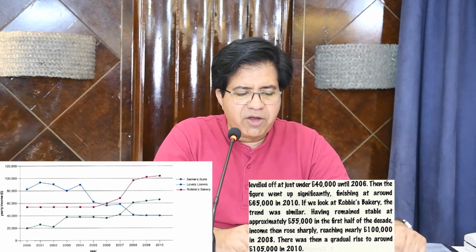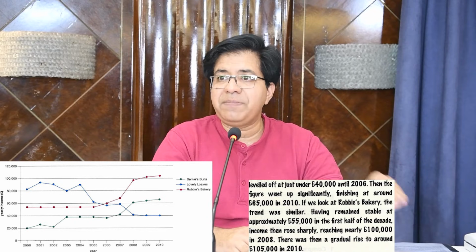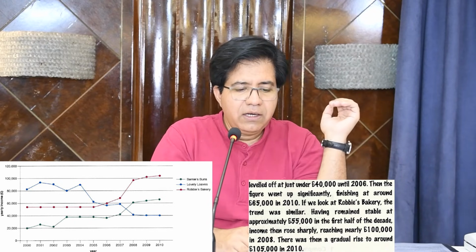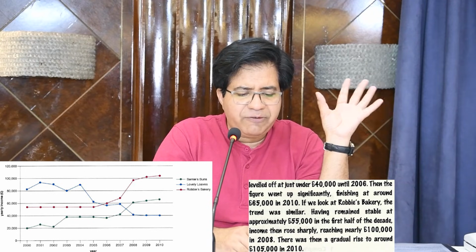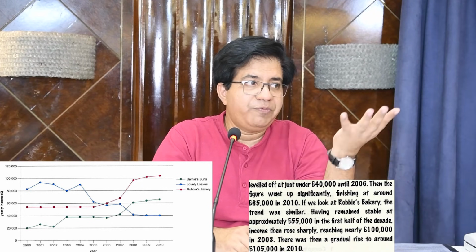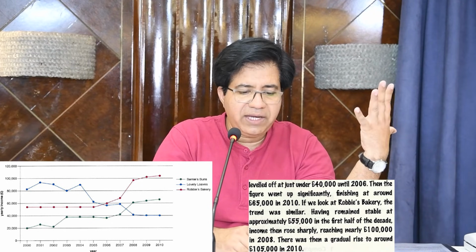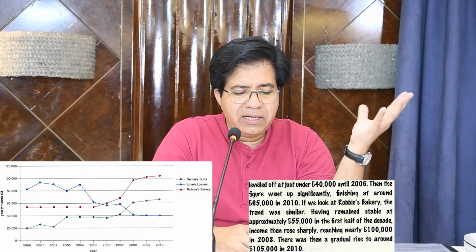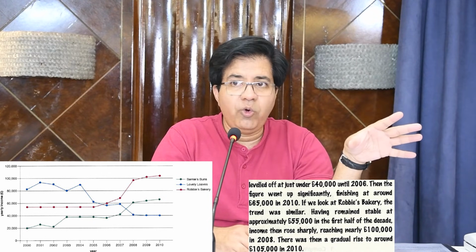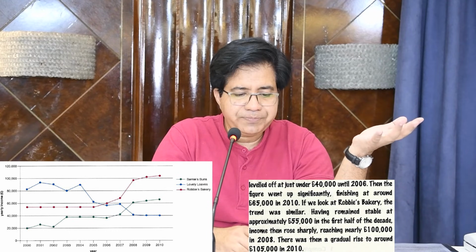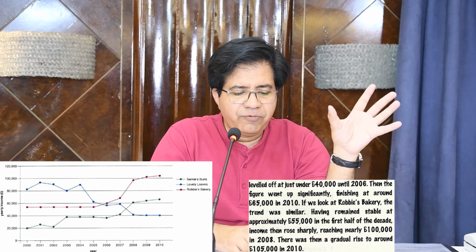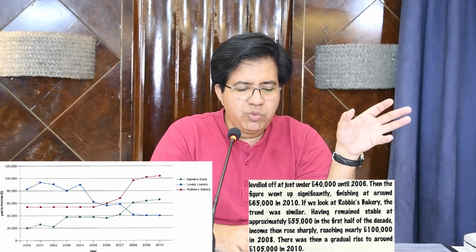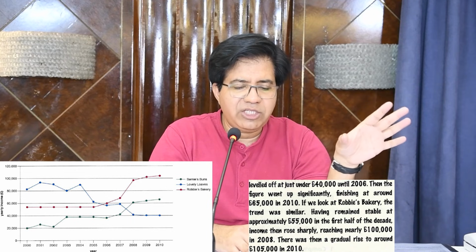If we look at Robbie's bakery, now we are talking about the second bakery, the trend was similar. Similar means sales went up, having remained stable at approximately 55,000 in the first half of the decade. How many years do we have in a decade? 10. So the first half of the decade means 5 years, right? First half of the decade, income then rose sharply. Rose is the second form of rise, reaching nearly 100,000 in 2008. There was then a gradual rise to around 105,000 in 2010.